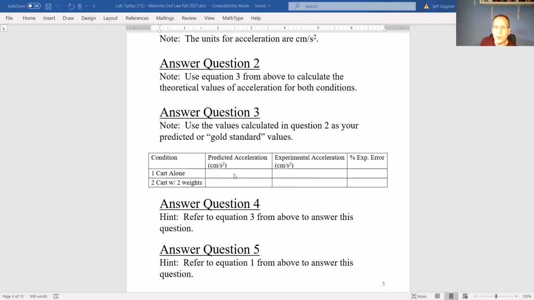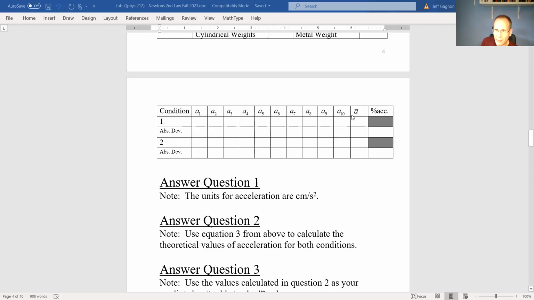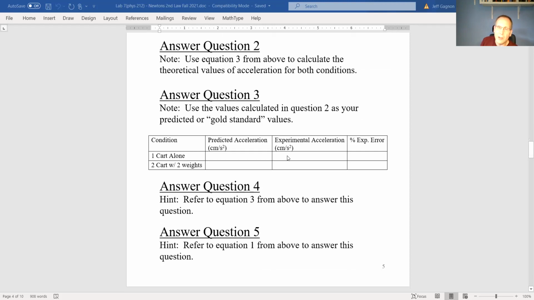So compare what you predicted to what you measured using the smart timer, or what you calculate as your average here from the smart timer. How do you compare things? You're going to compute a percent experimental error. So you basically subtract these, make it positive, and then divide by the predicted. The predicted, accepted, is the one you always divide by, right? And then times 100. And then make sure you show me these calculations.